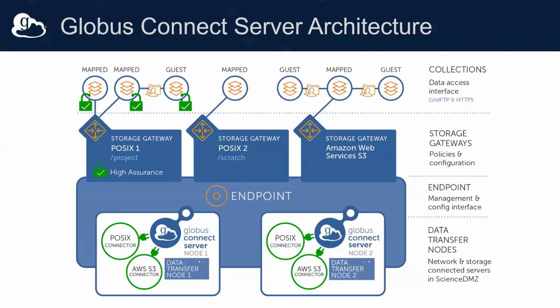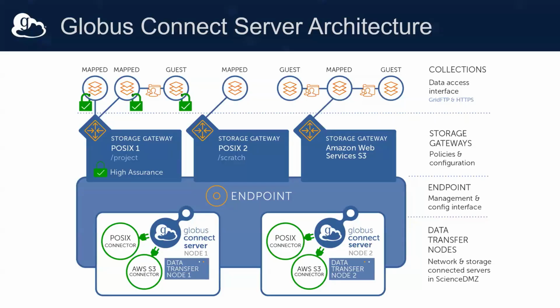And you see this dotted line. Anything below the dotted line is the sysadmin domain. That's what you as the administrators of Globus Connect Server will be dealing with. Users don't see any of that. Users see collections, and users only ever interact with collections. There are two types of collections, mapped and guest, which we'll talk a little later about. I'll expand on that.